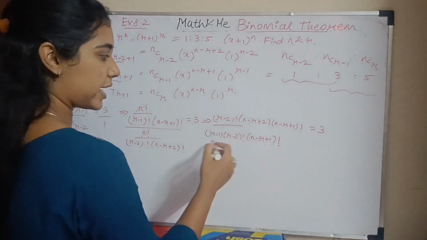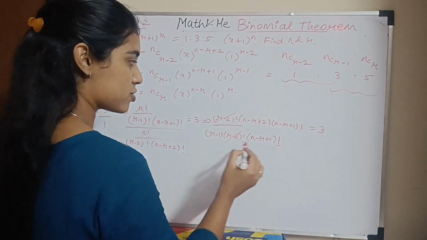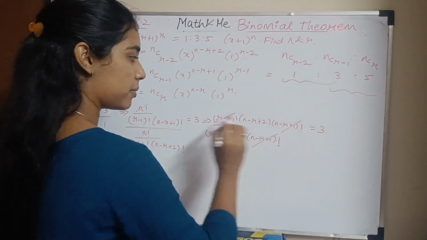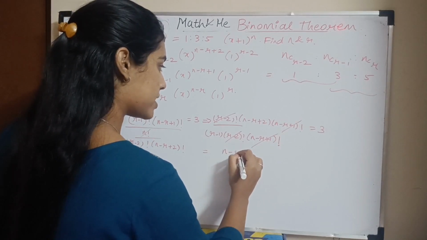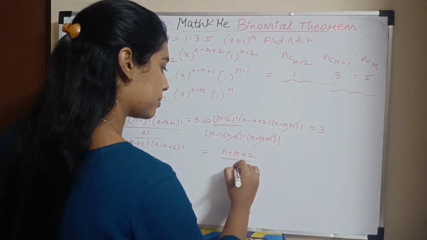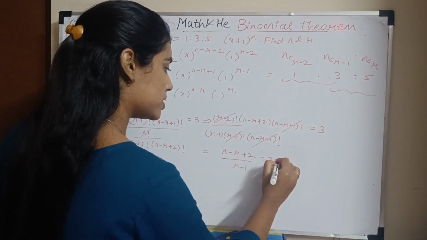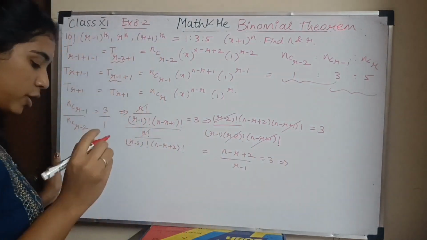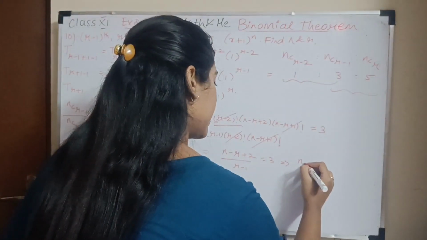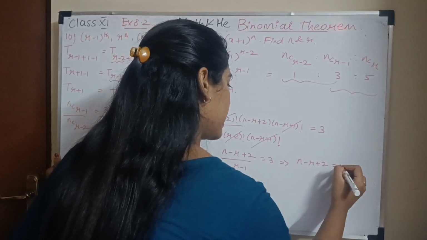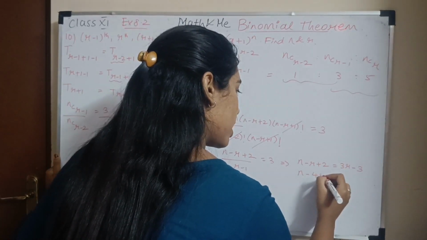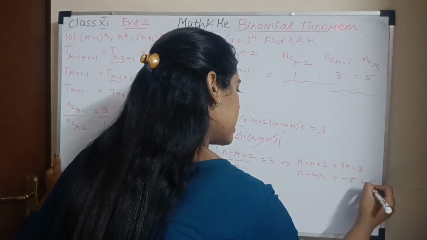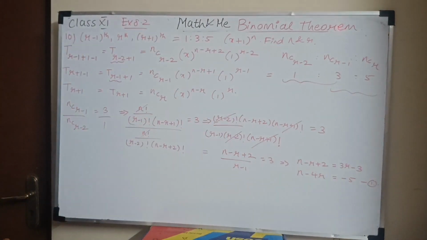Okay. So now I cancel the terms (r minus 2) factorial and (n minus r plus 1) factorial. What am I left with? I have (n minus r plus 2) divided by (r minus 1) equals 3. So when I bring n and r to one side, n minus r plus 2 equals 3r minus 3, so n minus 4r equals minus 5. This is my first equation.